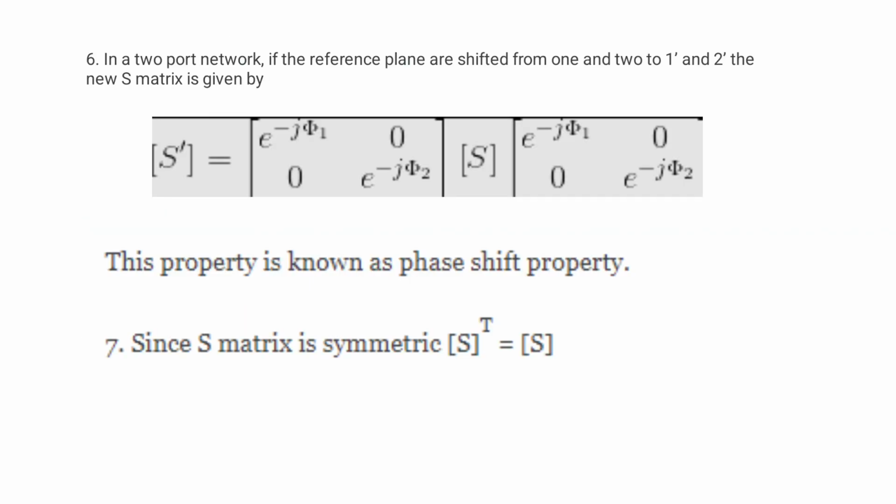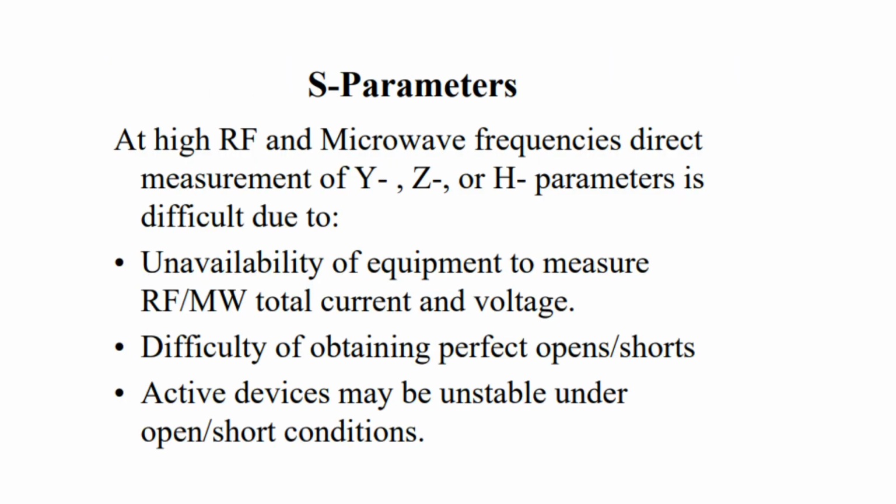And also in a two-port network, if the reference planes are shifted from 1 and 2 to 1 dash and 2 dash, the new S matrix is given by this. So S dash value and S value are displayed here. This property is known as the phase shift property. Since S matrix is symmetric, S transpose equal to S.